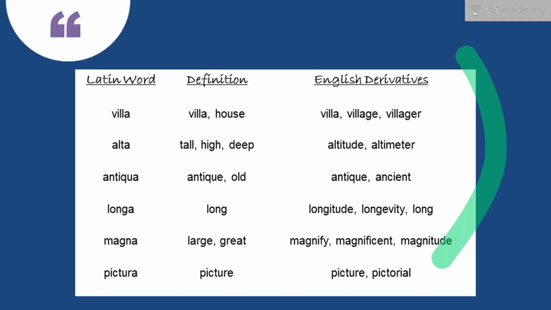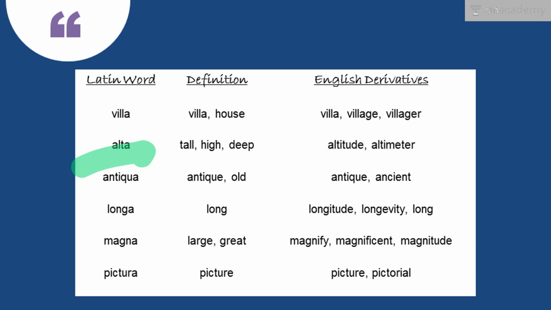Then here we have some instances of English derivatives which have been derived from the Latin. Like the first one is villa, and the meaning is villa or house, and the English derivatives are villa, village or villager. That means all these three words have been derived from this word villa. Similarly we have alta. This is a Latin word which means tall, high and deep, and for that we have the English derivatives altitude and altimeter. So these words have been derived from alta, this Latin word.